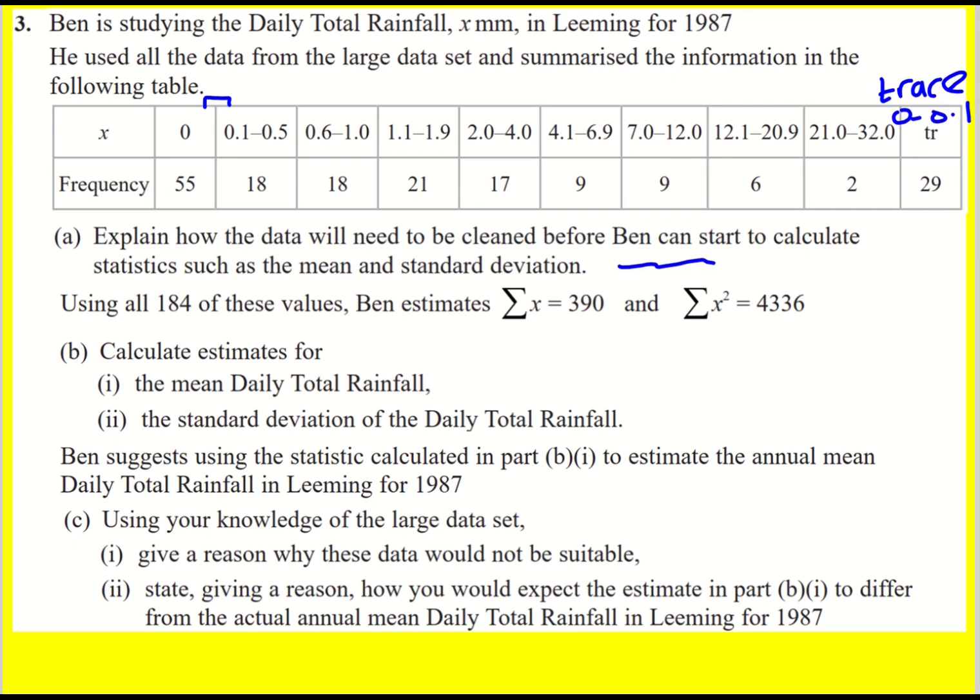Okay, and then using all 184 of these values, Ben estimates the sum of x and the sum of x squared to calculate the mean and the standard deviation. So the mean, x bar, is going to be the sum of x divided by how many there are, 390 over 184. And this ends up being 2.12 to three significant figures.